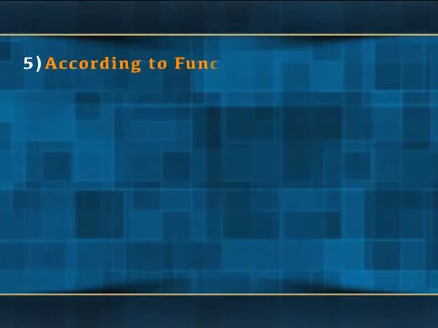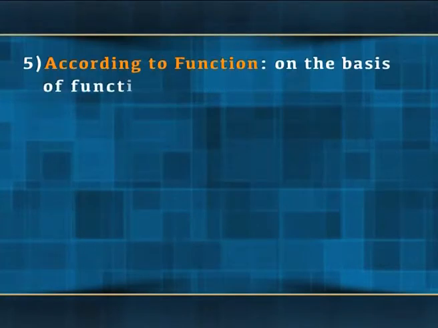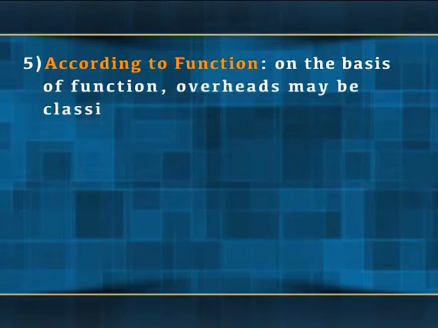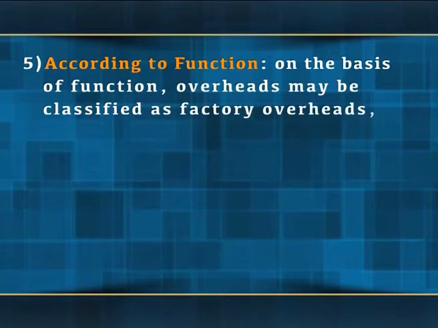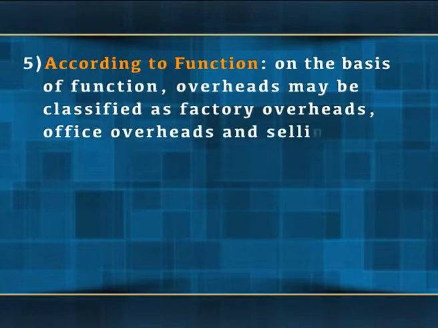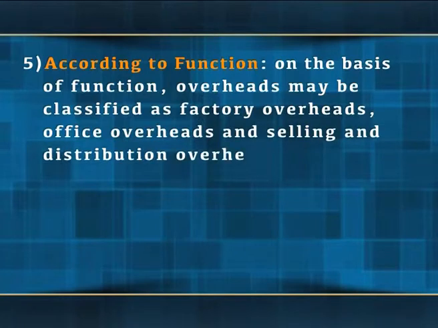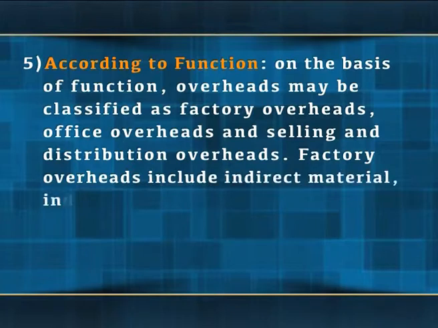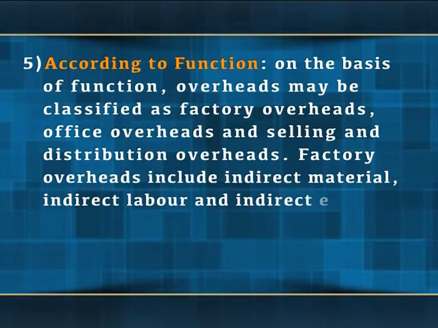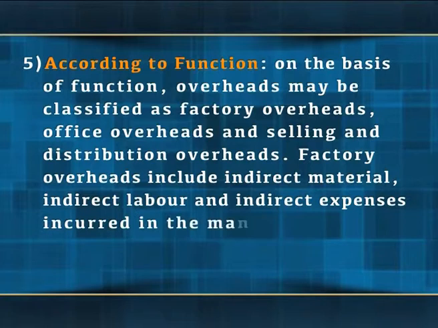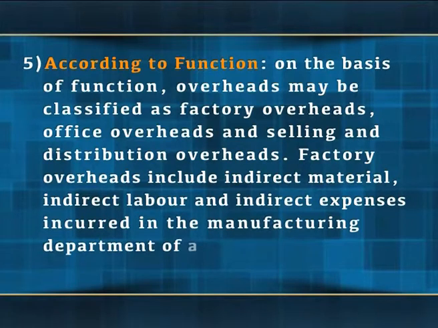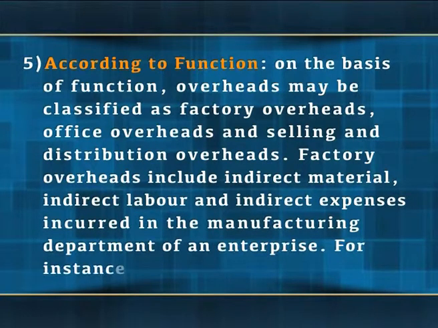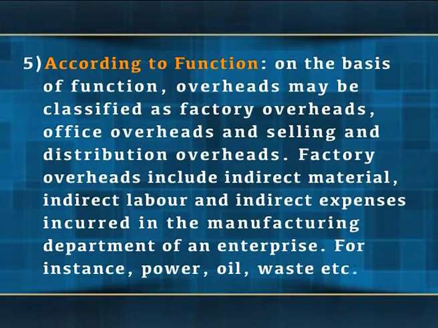5. According to function. On the basis of function, overheads may be classified as factory overheads, office overheads, and selling and distribution overheads. Factory overheads include indirect material, indirect labor, and indirect expenses incurred in the manufacturing department of an enterprise. For instance, power, oil, waste, etc.